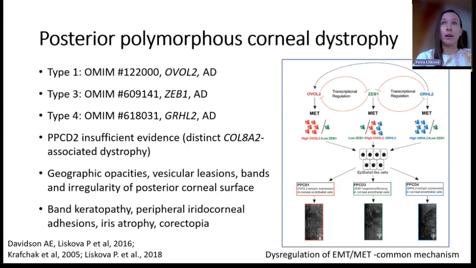In the literature, you may encounter also PPCD type 2. However, this is in fact called collagen 8 A2 associated dystrophy, which was shown in the previous slide. So there is insufficient evidence to continue using PPCD type 2. Typical for PPCD, and I will show you many clinical images later, are geographic opacities, vesicle-like lesions, bands, and irregularity of posterior corneal surface. Some patients may have also band keratopathy, peripheral iridocorneal adhesions, iris atrophy, corectopia.